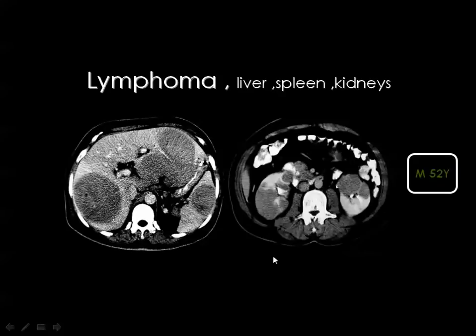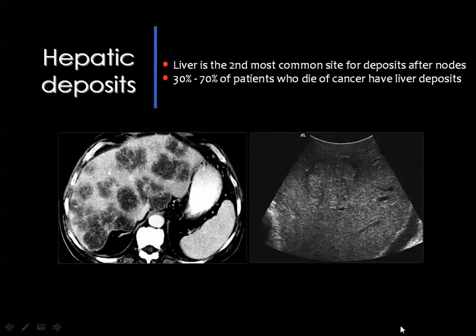And this is a case of multiple lesions, particularly in the spleen, in the liver, and in the kidneys. Considering the lesions in the spleen, those will represent lymphoma, and those in the kidney will represent lymphoma as well. Then finally we came to the hepatic deposits, which is the fourth one in this category.